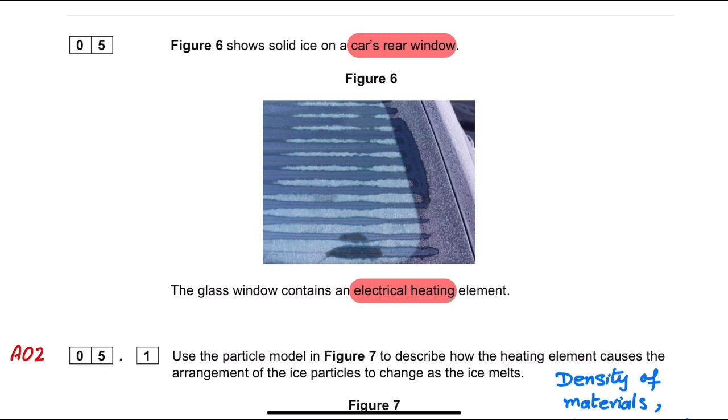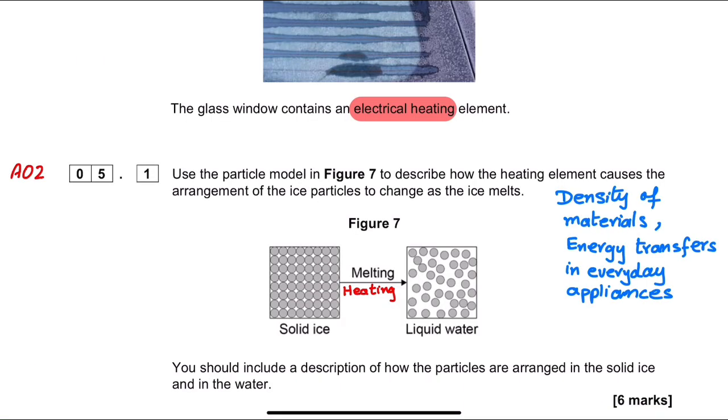This question is from the topic of density of material and energy transfer in everyday appliances, and it is an AO2 question. The student needs to use figure number 7. The arrangement of the particles in solid ice is closely packed particles. There is a strong force of attraction present between them.